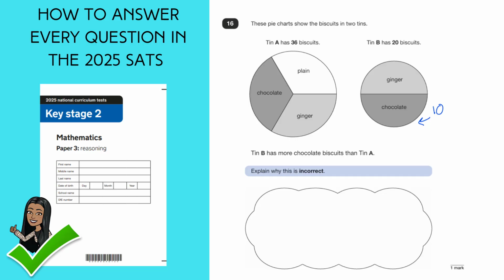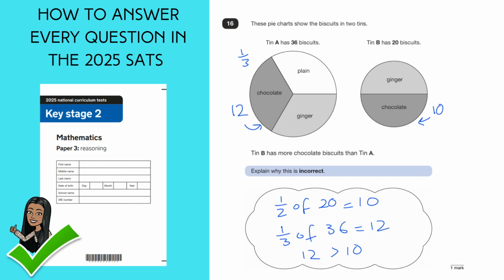Tin A, this looks like thirds. Chocolate, plain and ginger looks like there are thirds. So a third of 36 is 12 chocolates. So tin A actually has more chocolates, and you could literally say half of 20 equals 10. A third of 36 equals 12, and 12 is bigger than 10. You could literally just show that.